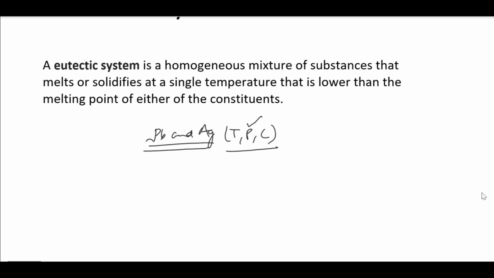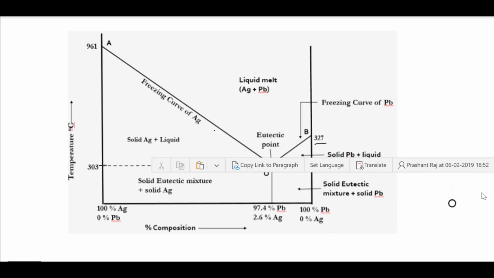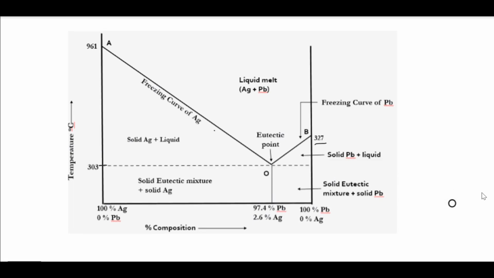According to the reduced phase rule, the degree of freedom at any point is F equal to 2. Hence, the system is bivariant. So, let's see the graph. This is a graph which shows the variation of temperature with composition.